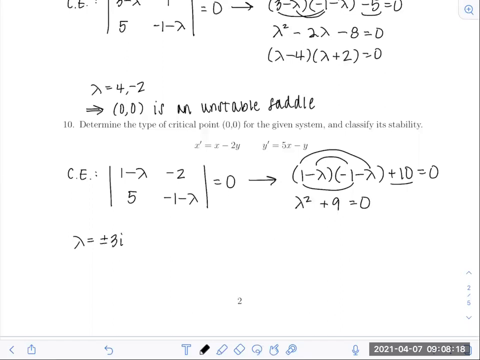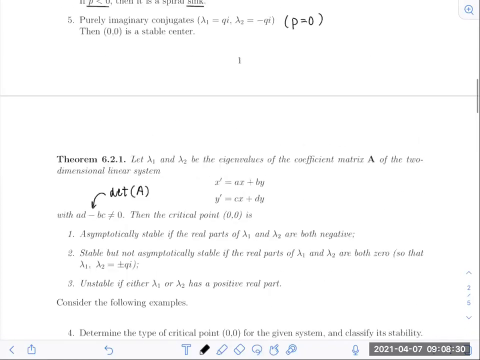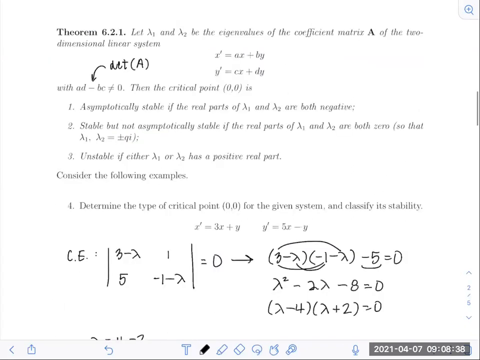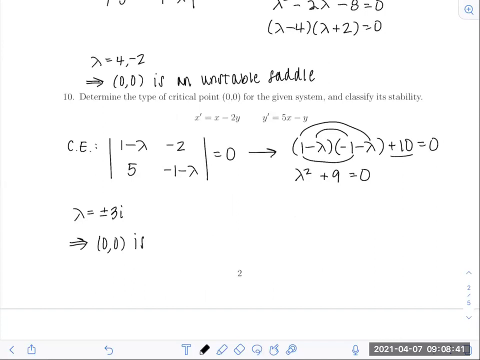So I'm getting a purely imaginary complex conjugate pair. And now I'd like to classify the type and stability here. So let's move on up to page 1. When we have purely imaginary, we are in case 5. And here again, it just tells us that this is a stable center. So I'm going to copy this down: 0, 0 is a stable center.